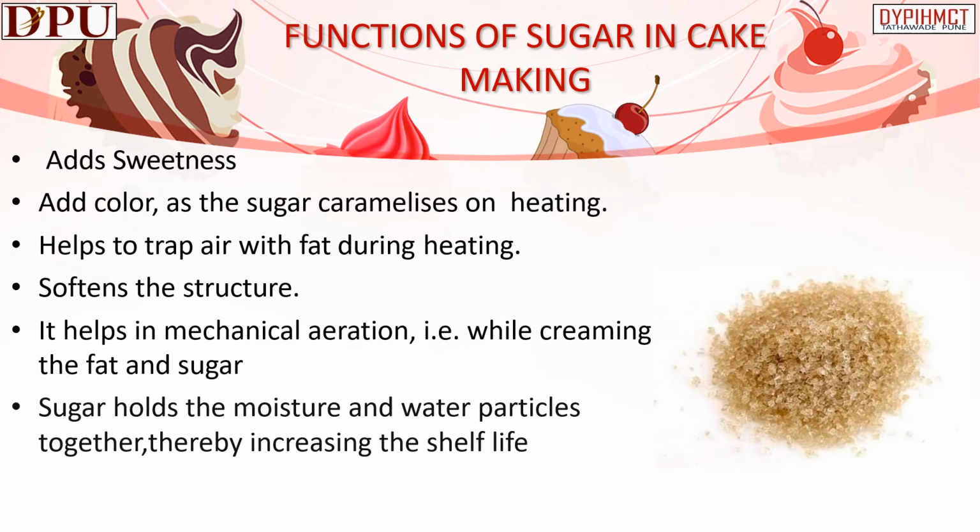Sugar is one of the most important ingredients in cake making. Sugar adds sweetness to the cake. It also adds color, as the sugar caramelizes on heating. Sugar gives nice outer crust to cake. It helps to trap air with fat during heating. Sugar also softens the internal crumb of the cake. It helps in mechanical aeration while creaming the fat and sugar. Sugar holds the moisture and water particles together. Therefore, this saves the cake from becoming stale and dry too soon, thereby increasing the shelf life.